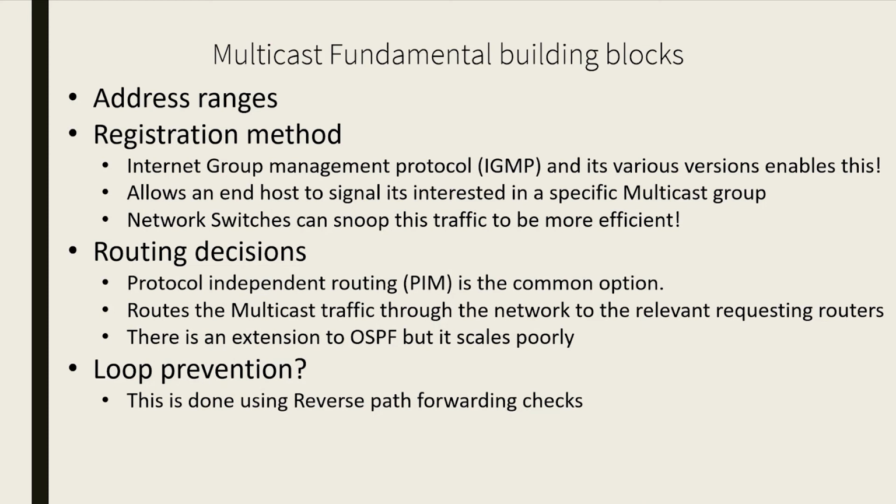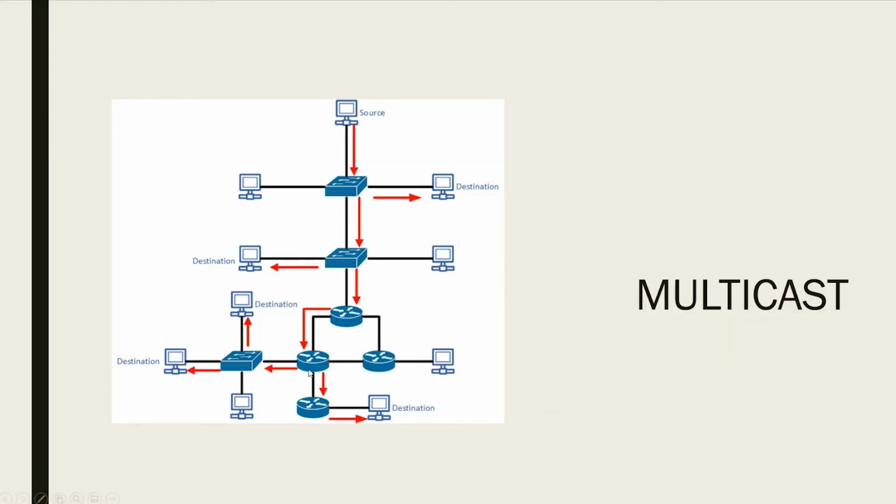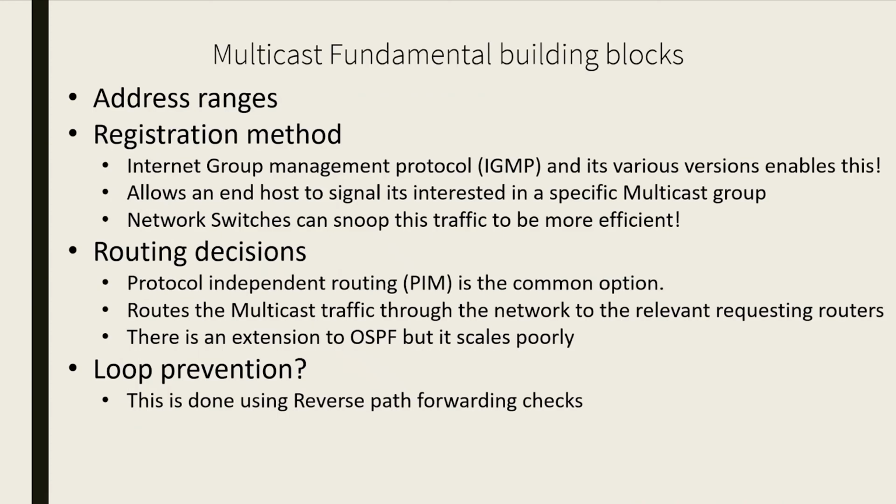We need to know how we're going to actually forward over this layer 3 network here. Yes, this router knows that it's receiving multicast traffic, but how does it know where to send it? What's telling it, okay, forward out of this interface? Well, that's where you have to have some kind of routing decision for that multicast information. And that routing decision will be influenced by what is called PIM. At least that is the common option.